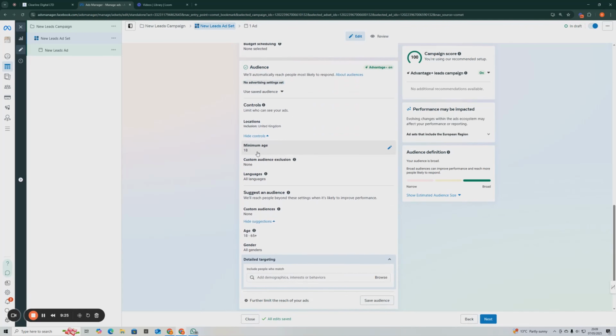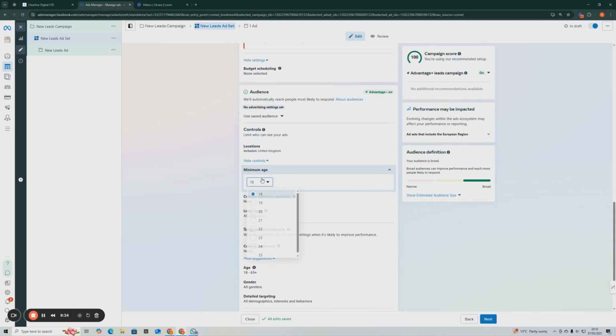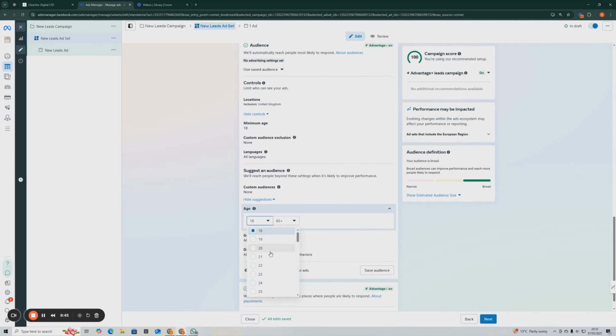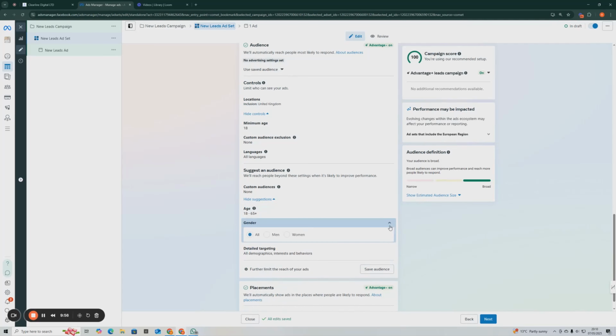So the only thing we generally change is the age. Obviously, if you're selling a driveway, an 18-year-old is probably unlikely to buy one. So the average age of someone buying a house in the UK is, I believe, about 32 now. So you can actually change the age range here. So you can say only target people 32 to 65. Then that one's done. And the only other thing I generally change is the gender.